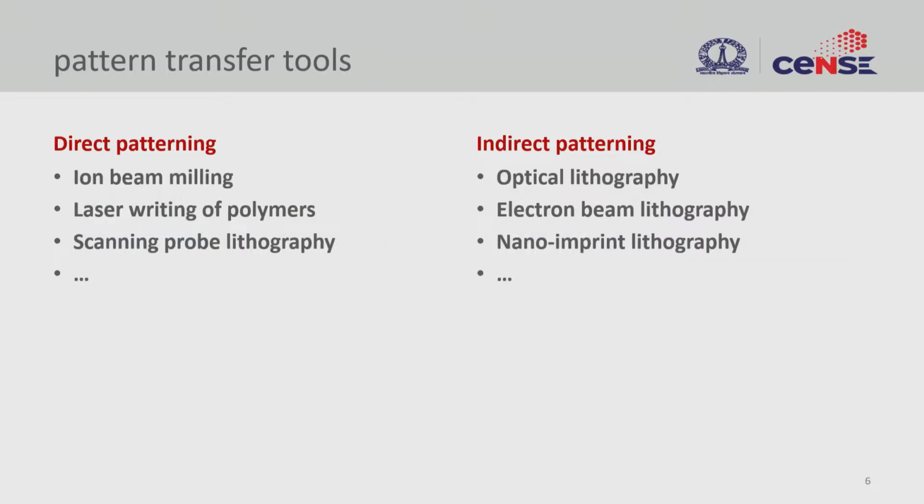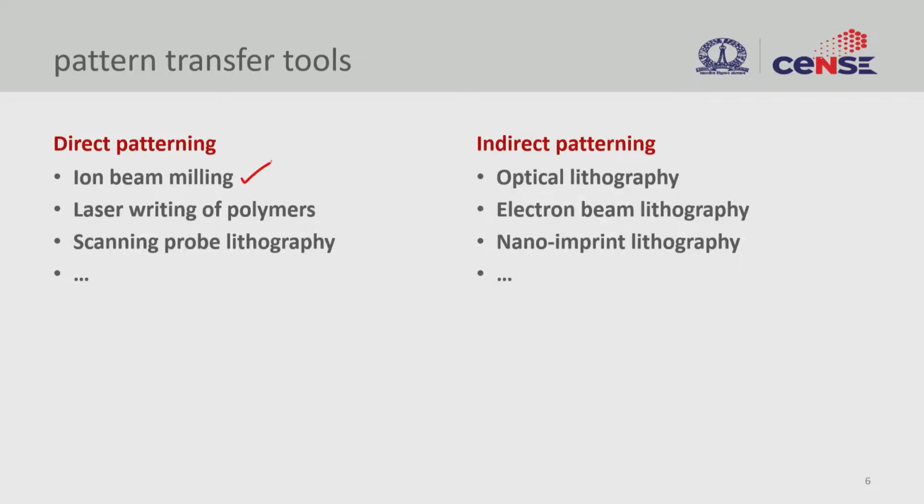So these are some of the tools we use for indirect pattern transfer. Ion beam milling, as I mentioned, we can use an ion beam in order to transfer the pattern, or use a laser. So we can use this laser, and if the material is photosensitive, in this case a photosensitive polymer, we should be able to transfer the pattern. Or scanning probe lithography. As I mentioned, you can use a probe, right? It can be a physical probe that you can use to transfer the pattern, and then there are many more. During the later part of this lecture, we'll also see various indirect pattern transfer techniques.